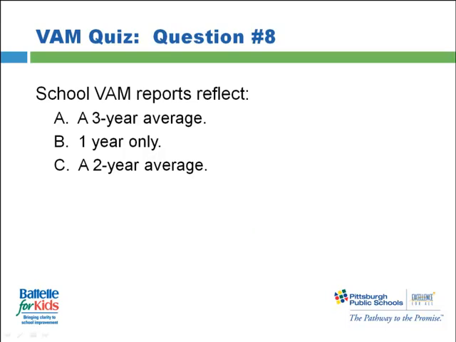Question 8. School VAM reports reflect A, a 3-year average, B, 1 year only, or C, a 2-year average. Pause the recording for a few moments to allow participants to share their thoughts. The correct answer is C, because PPS school VAM reports reflect a 2-year average. There is year-to-year trend information in the report, but that is not the only information in the report. Teacher VAM reports will reflect a 3-year average whenever possible.